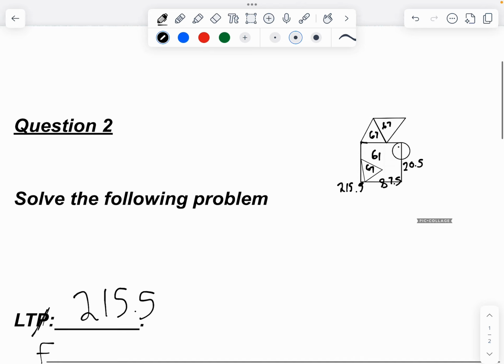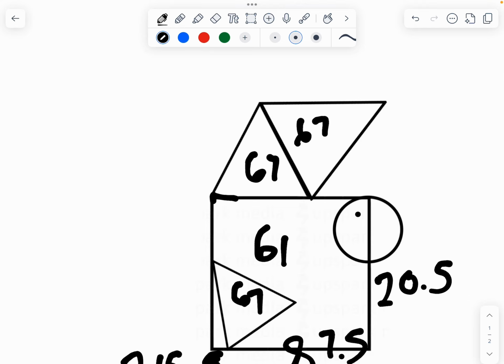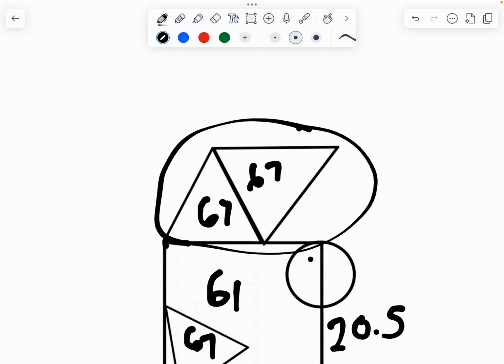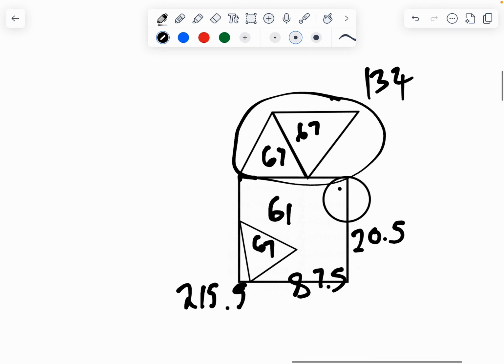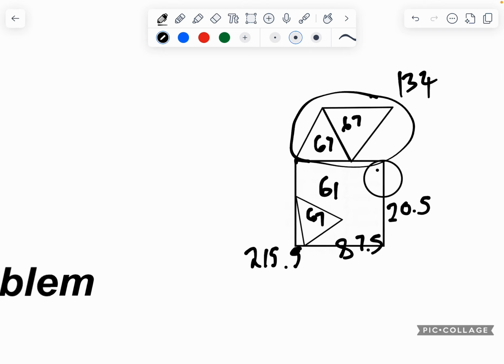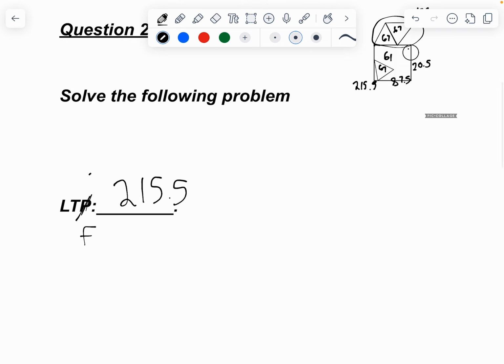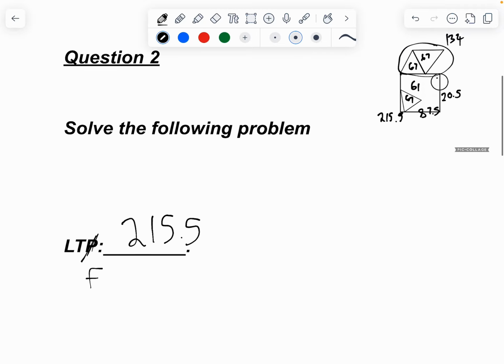So 215.5. Now, these squares that are connected, we could say these are a trapezoid. These are there to just throw us off, but there also is a question, or it can pop up, which is solve the exterior low taper fade. If that's the case, then we're going to have to add up 67 times 2, or 67 plus 67, which is going to give us 134 degrees. So that's going to be our exterior high taper fade. But they didn't ask us for the high taper fade, they just asked us for a low taper fade. So there is our answer.